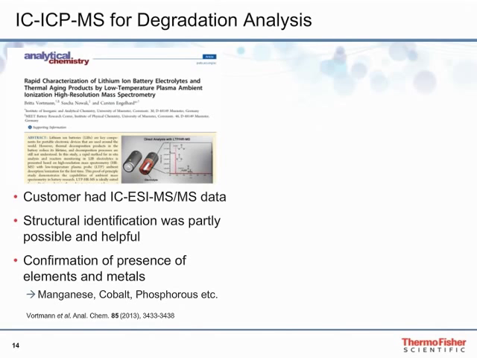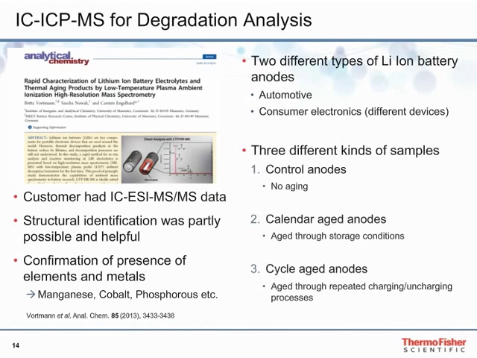Samples of 2 different types of lithium-ion battery anodes were received for this work. Batteries were received from the automotive sector and from a variety of devices used in consumer electronics products. It's important to note that the composition of each cell is slightly different, which will be reflected in the results. For each type of sample, 3 anode samples were received: control anodes, in which no aging was expected to have taken place; calendar-aged anodes, which had been aged by storing them under controlled storage conditions for a set period of time; and cycle-aged anodes, which were aged by undergoing repeated charging and uncharging cycles.